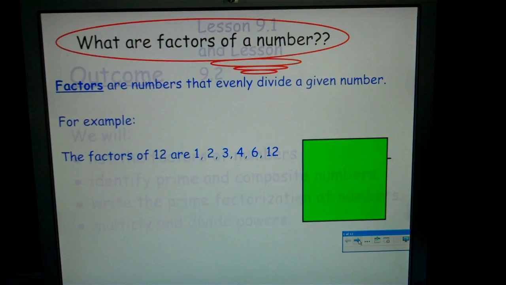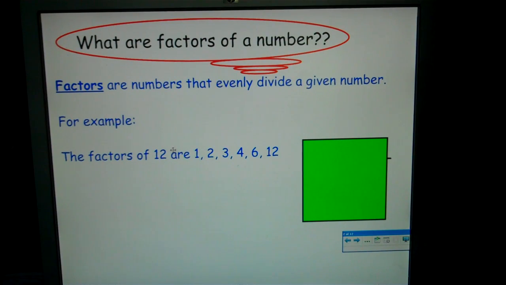Okay? Alright. What are factors of a number? Okay, here's a definition. Go ahead, pause the video, and write down the definition, and I'll talk about it on the other side. Alright, so a factor are numbers that evenly divide into a given number, okay? So you already know all of this, but we don't use the vocabulary. And now that we're algebra students, we need to use the vocabulary. We need to speak math talk.